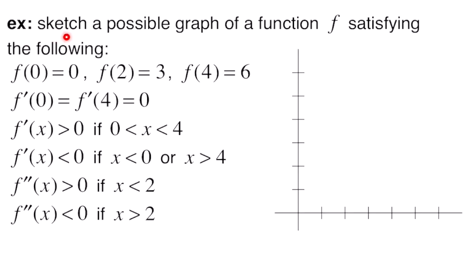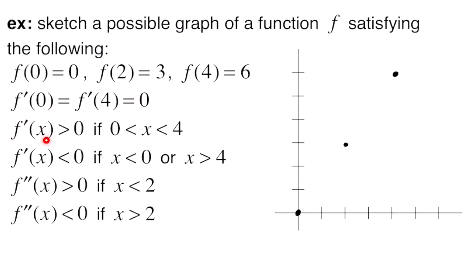This example says, sketch a possible graph of a function f satisfying the following. So first we have f of 0 is 0, we have f of 2 is 3, and we have f of 4 is 6. Right here we have f prime of 0 equals f prime of 4, which equals 0. So that means we're going to have a horizontal tangent line at 0 and 4.